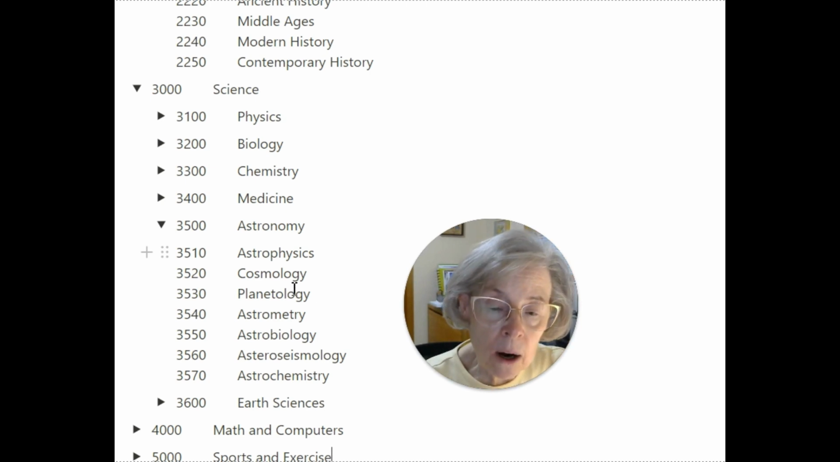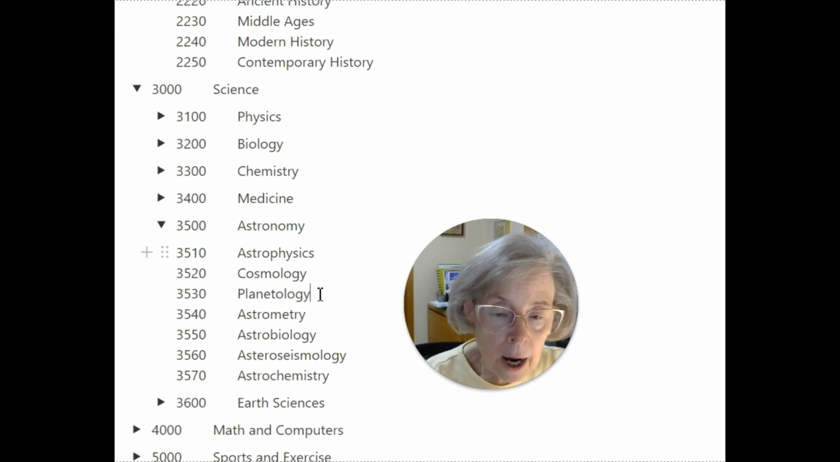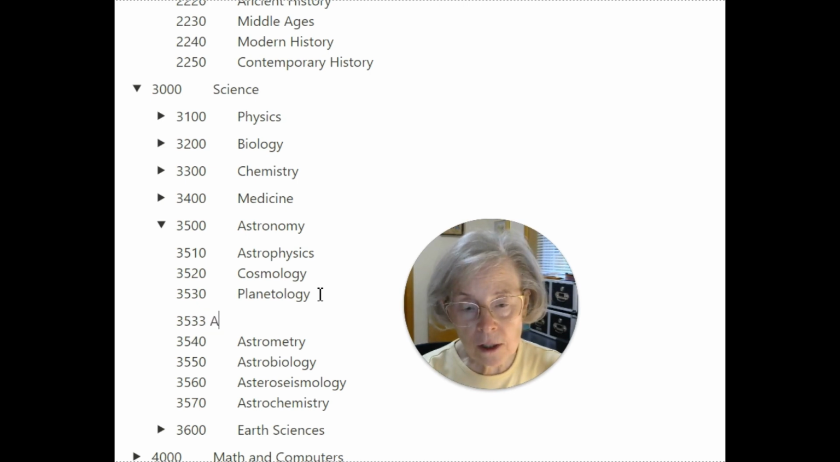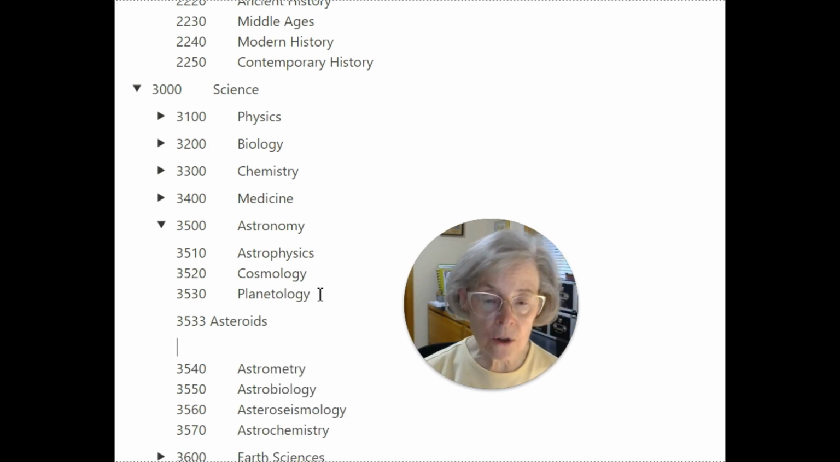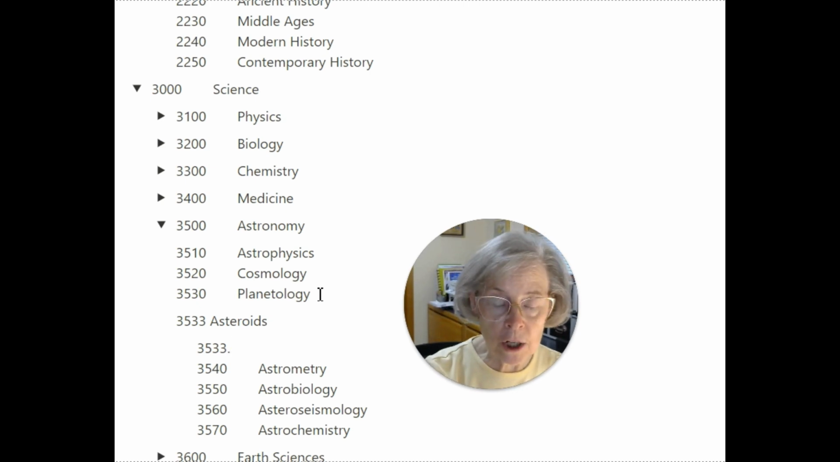All right, now suppose you did decide that in planetology, you wanted to say that 3533 was asteroids. Okay, then how would you start numbering a card for asteroids? And the answer to that could be quite simple. You could just say 3533. I like dot. You can pick your own punctuation. And then I would say dot one.